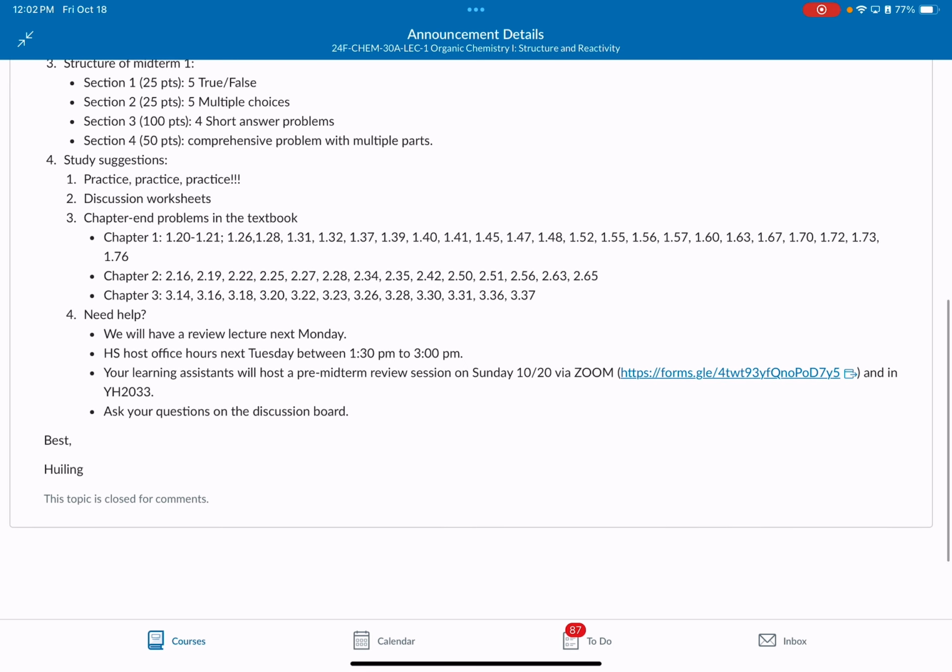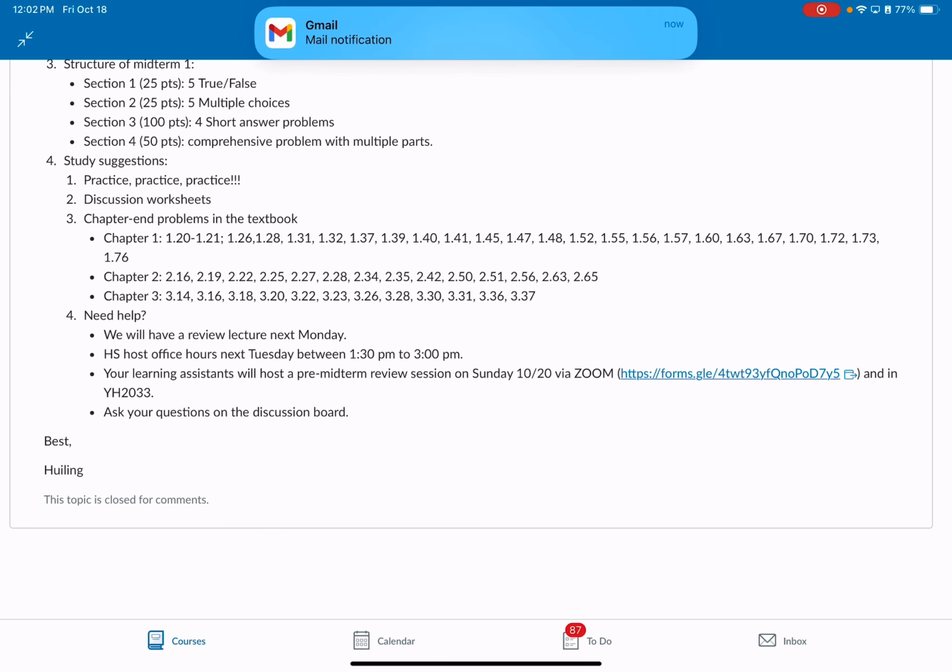And study suggestions, well, practice. And for practice problems, you have your discussion worksheet. You have discussion worksheet from your other section. Chapter end problems. I listed a bunch of chapter end problems that I feel like are, I don't want to say good, but I feel like they're pretty educative. I'm not saying these are going to be questions on your exam, but they're just more educative than the other ones.